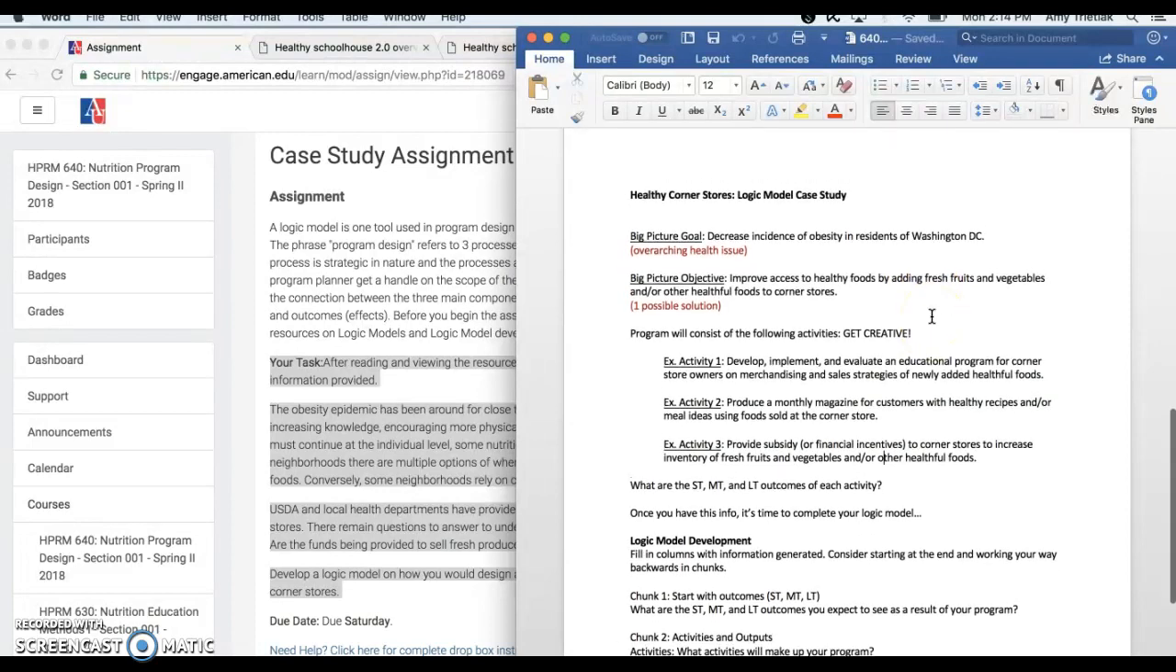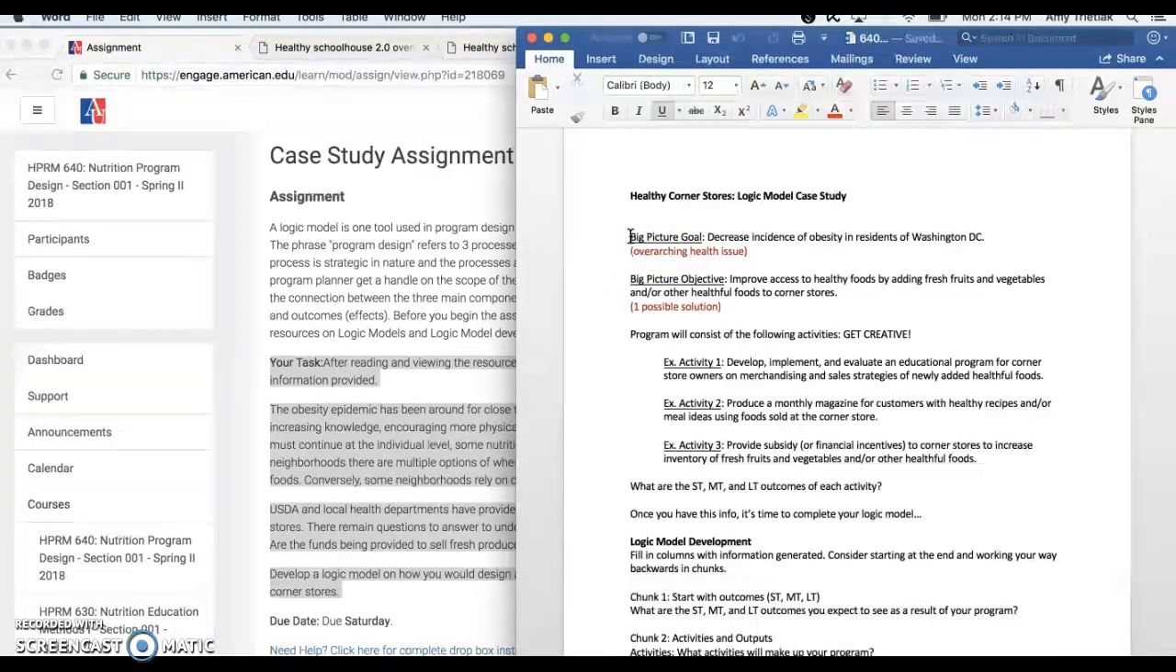So if we go back, I'm going to follow a very similar model to what I used when I was explaining the logic model interactive example for week two. And if we look here, I'm going to start with the big picture goal. So what are we trying to accomplish here? Well, the big picture goal, or in other words, the overarching health issue, is that we're trying to decrease the incidence of obesity in the residents of Washington, D.C.